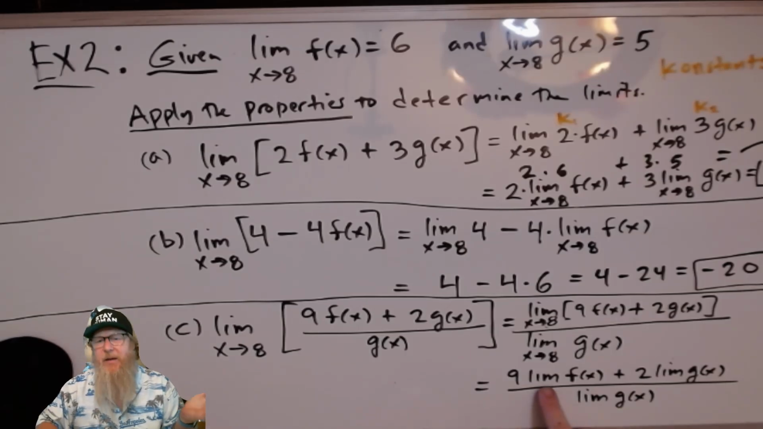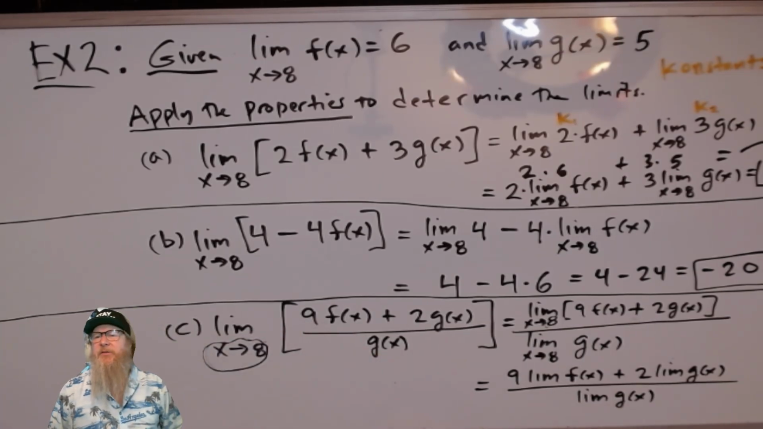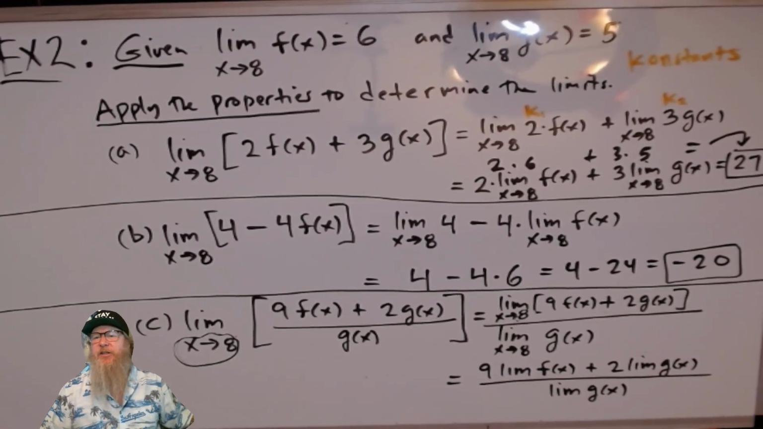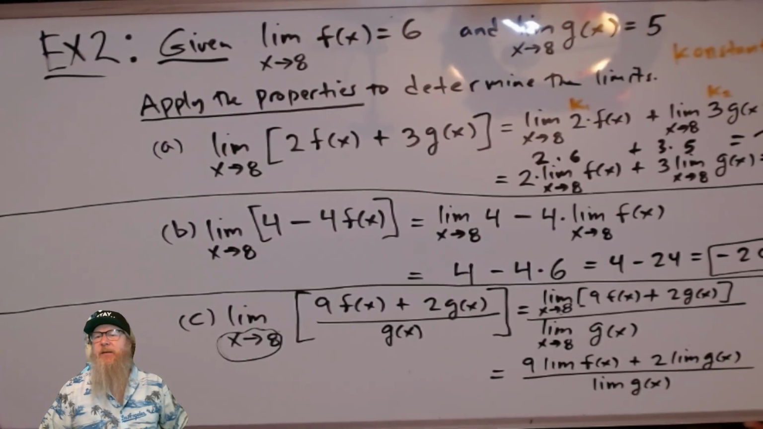So this is lim x approaches 8. That's lim x approaches 8. That's lim x approaches 8. And I'm just sort of being very loose with the notation there. And let's see if I can finish that. I'm running out of space. I hate when that happens.